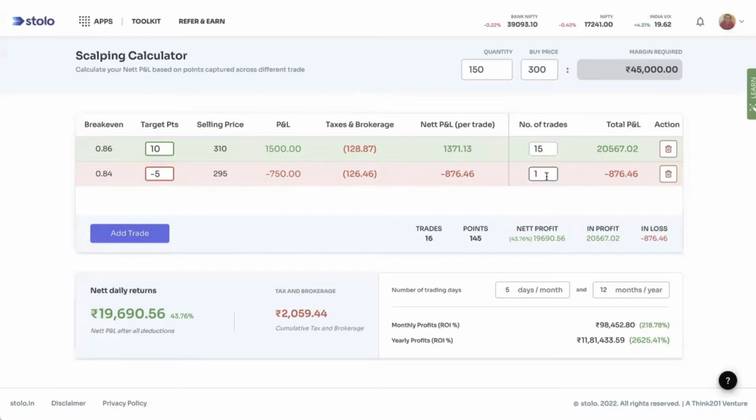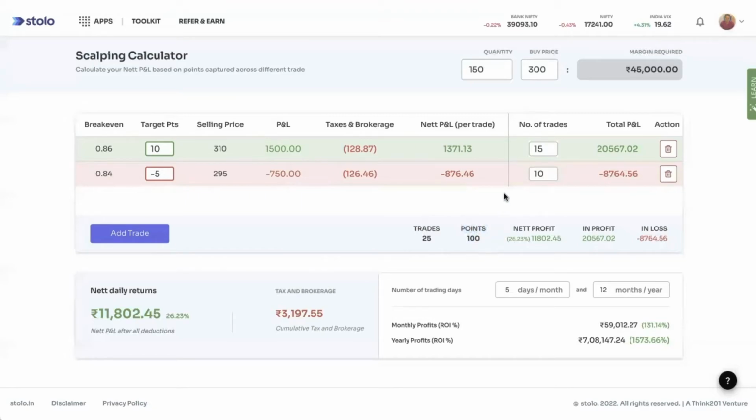Now if, let's say, 10 of our trades hit the stop loss, we are losing 8,000 rupees here, and we are making 20,000 here. So in net, the profit is 20,000, the loss is 8,000, and the net profit is 11,000. This is with us taking 25 trades in a day and capturing 100 points in total.